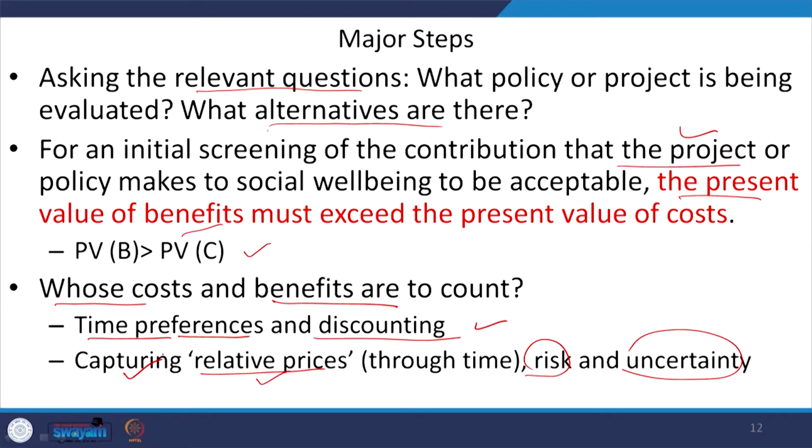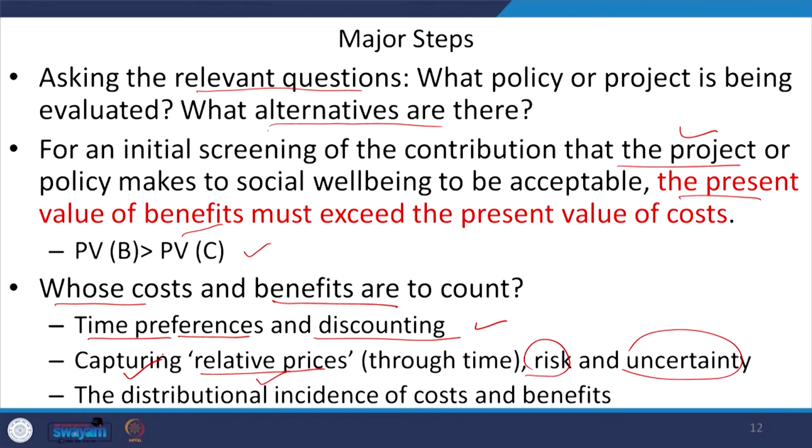So, these are very risky and uncertain affairs. That is why capturing the relative price is necessary. And the third one is, in this context, whose costs and whose benefits are to be estimated, we need to take into account the distributional incidence of costs and benefits.